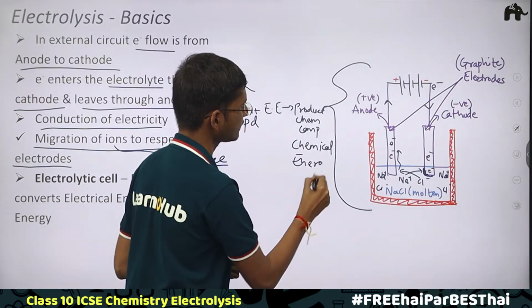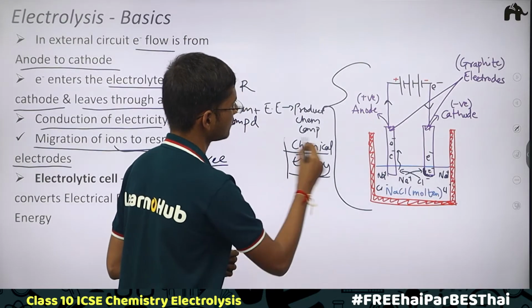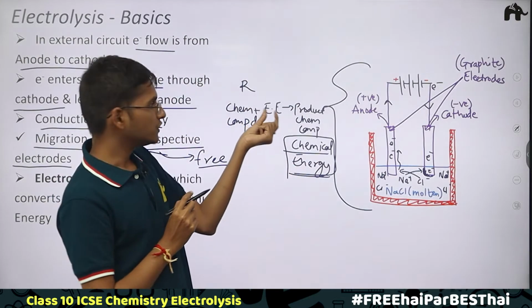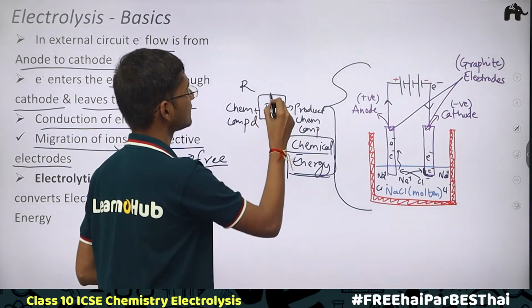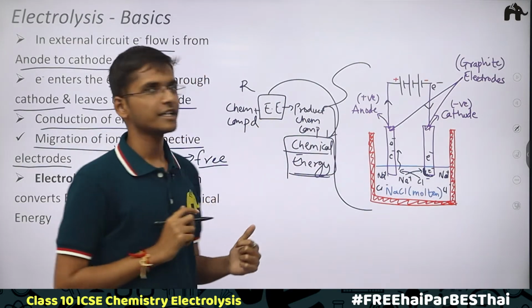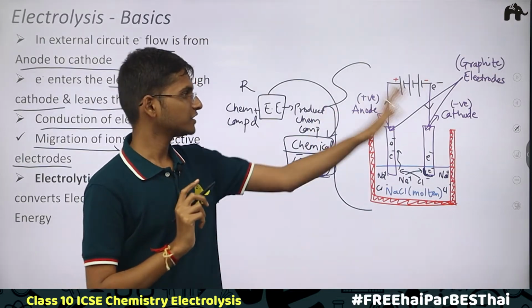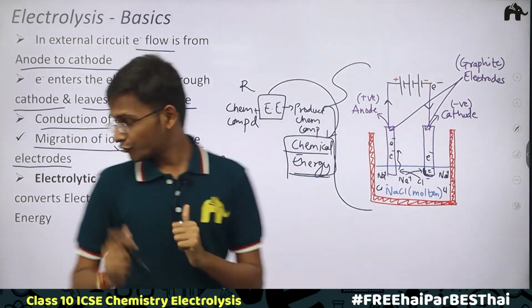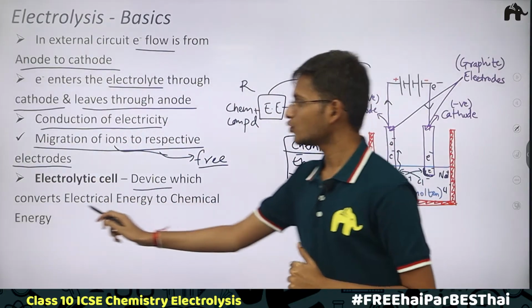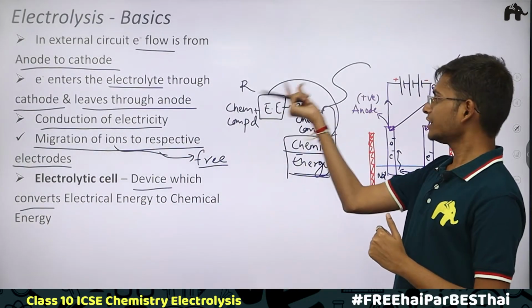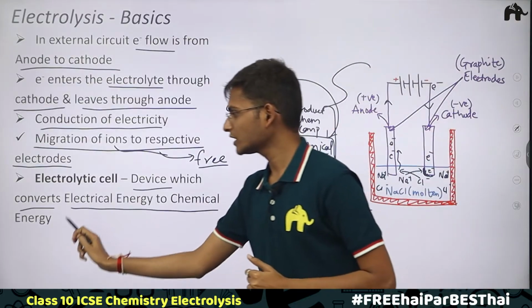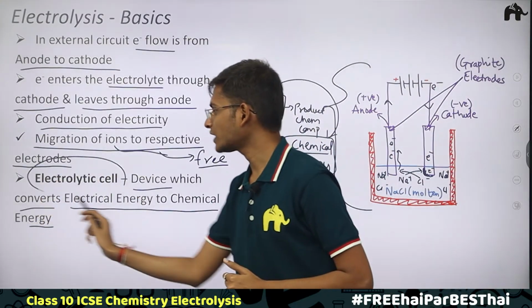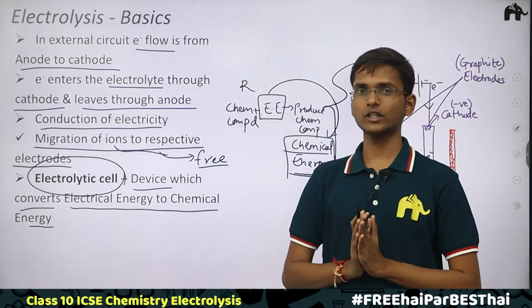So what you can observe here is that the electrical energy which we are using is getting converted into chemical energy in this process, in this device. And such a device, which converts electrical energy into chemical energy, is called an electrolytic cell.